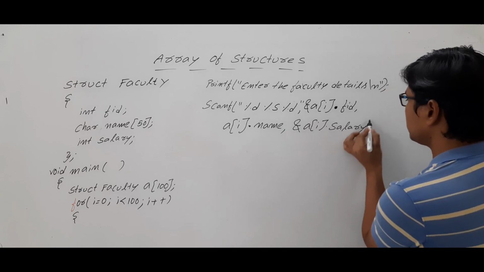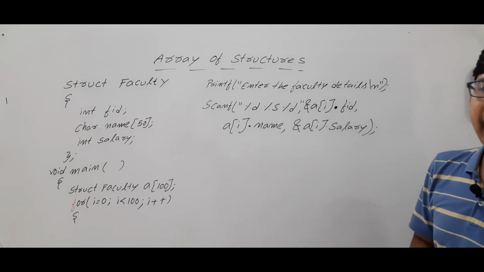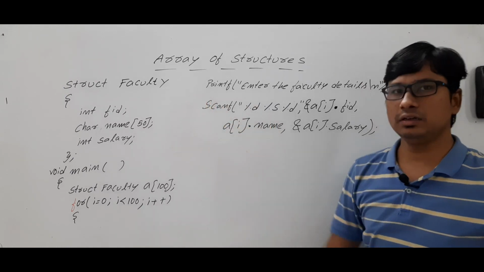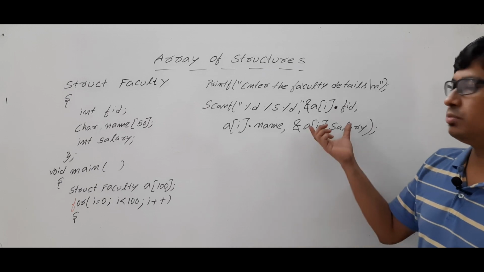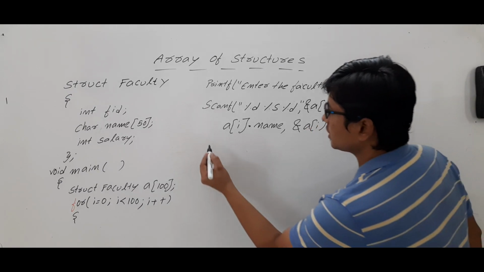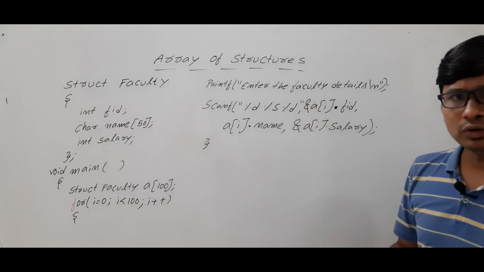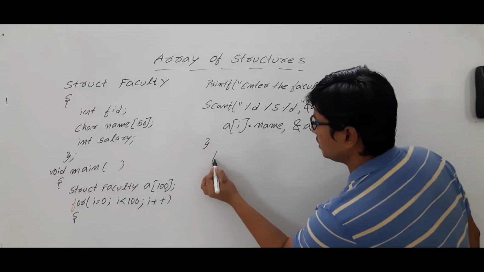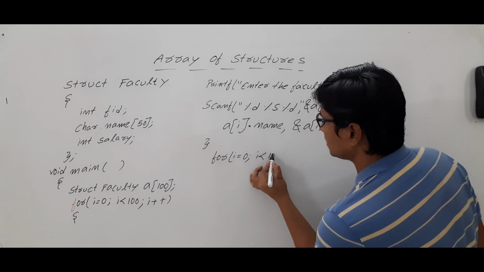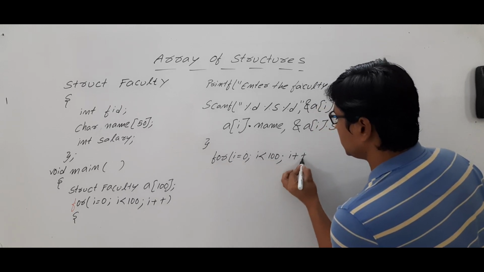Is it clear? This is the way you can access the elements, not access, you are reading them and storing them in the members. Are you able to understand it or not? Now, once it is done, you can close the for loop. If you want to display those details, you can write again the for loop. For i is equal to 0, i less than 100, i plus plus.